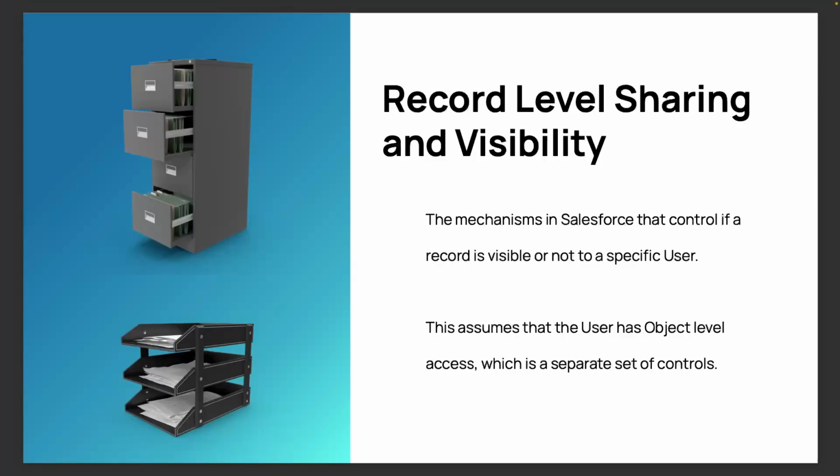For record level sharing and visibility, this is how Salesforce works. Think of a particular object as a file cabinet. You need object level access through profiles or permission sets to the file cabinet. But getting access to individual files is controlled through record level sharing and visibility.